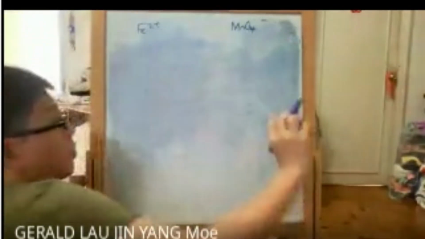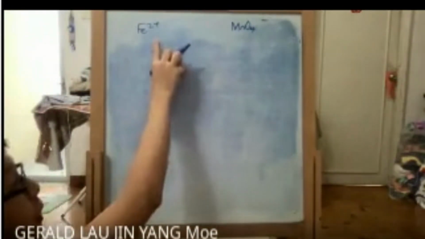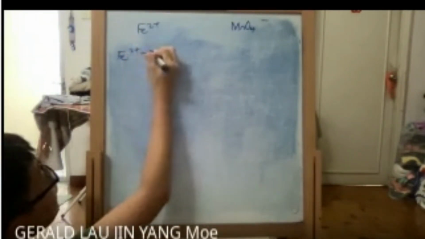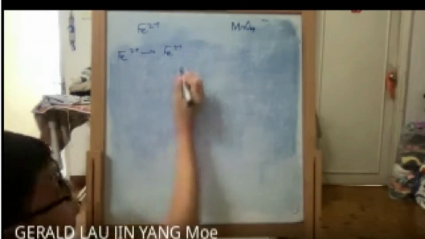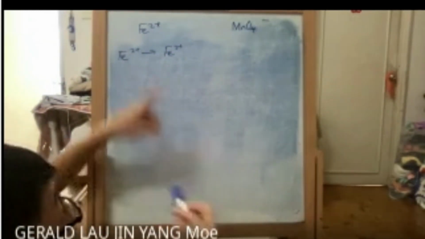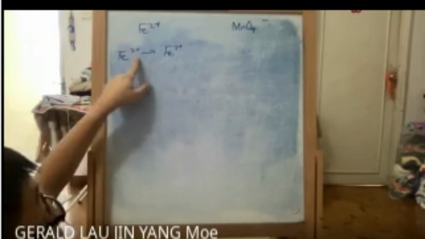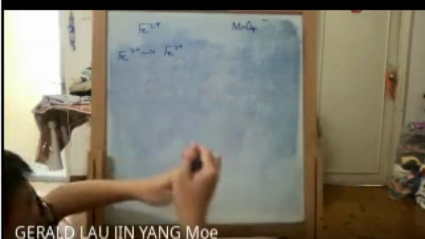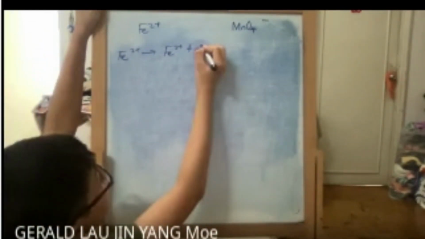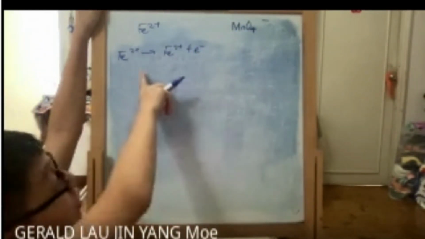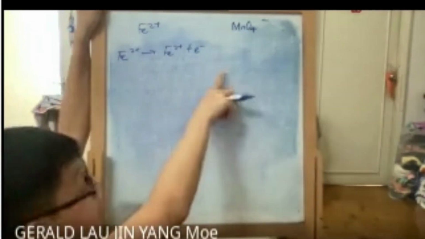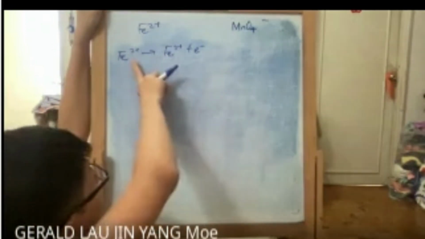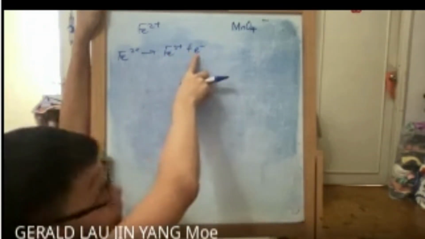Like I said, iron(II) will confirm become iron(III). It was 2 positive charges just now, and now it's 3, so it loses electrons. This is what we call a half equation. It shows the electron. So Fe2+ becomes Fe3+ plus an electron.